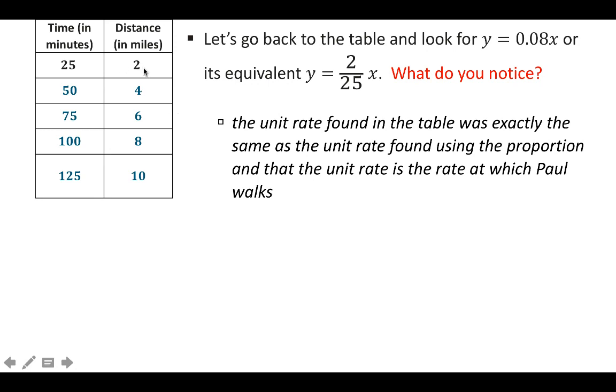So we've discussed this. I want you to note that the unit rate between each value, time in minutes, is the same. If in 50 minutes it travels 4 miles, then in 1 minute it will be 4 upon 50, which is 2 upon 25. If in 75 minutes they walk 6 miles, then in 1 minute it will be 6 upon 75, which is equal to 2 upon 25. So the unit rate remains the same with all the timings.